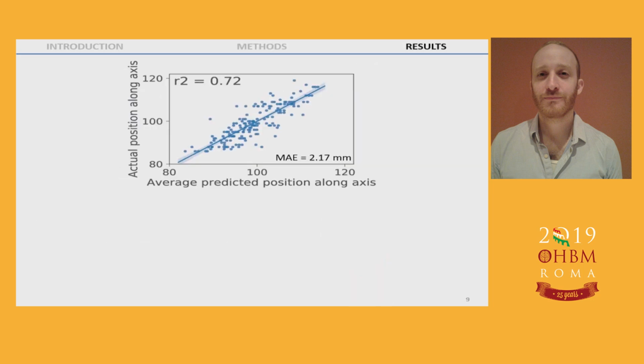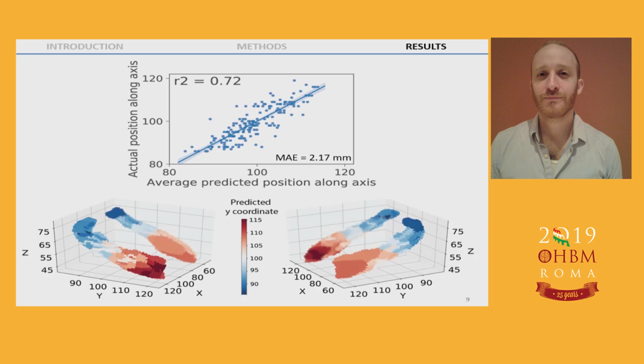So this is our first result. We were able to predict fairly well where along the axis these tissue samples were extracted from using just gene expression information. We ended up with a mean absolute error of about 2 millimeters. And this is a rendering of our results on a hippocampal surface, where you can see that the regions in red were predicted to be more anterior along this axis, and the regions in blue were predicted to be more posterior.